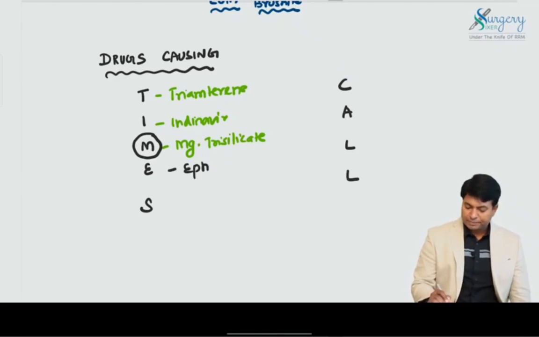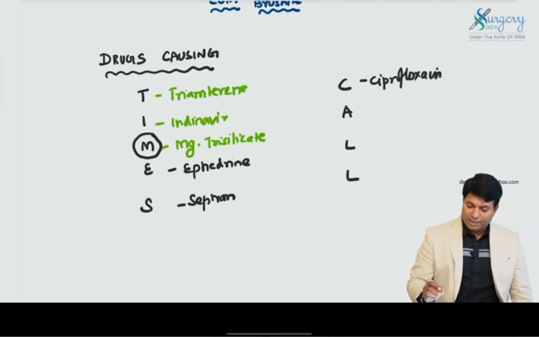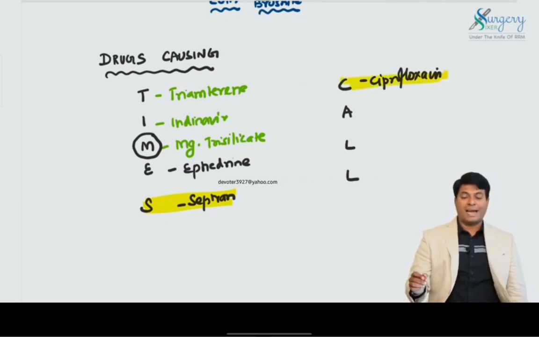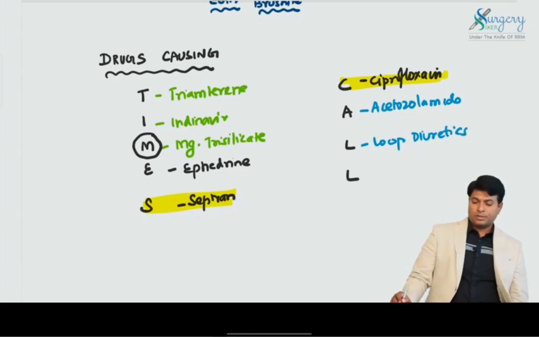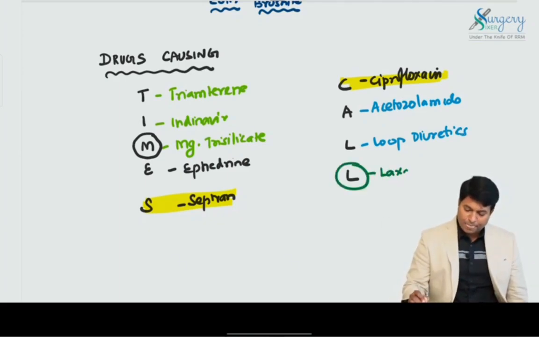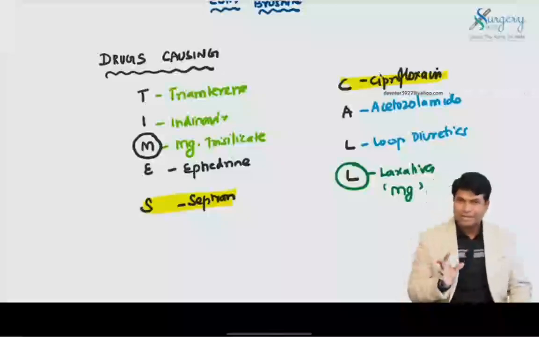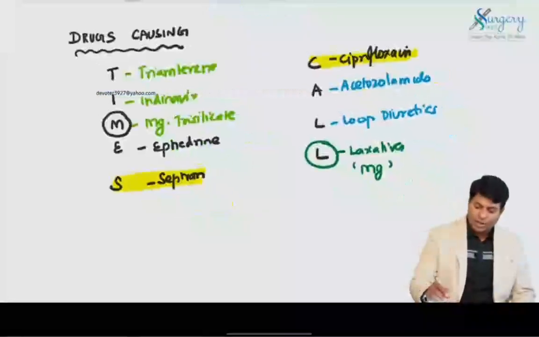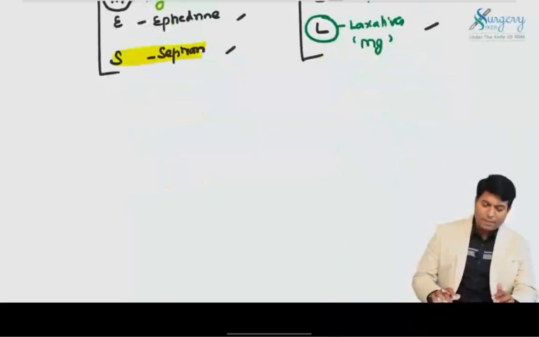And ephedrine can cause renal stones. Septran, a simple antibiotic, and ciprofloxacin are the 2 antibiotics causing stones, so please remember them. Also acetazolamide and loop diuretics can cause stones. And L, again asked in the exam, is laxatives. Magnesium-containing laxatives can cause stones. So please remember magnesium-containing substances like antacids or laxatives can cause stones. Remember the mnemonic TIMES CALL: triamterene, indinavir, magnesium trisilicate, ephedrine, Septran, ciprofloxacin, acetazolamide, loop diuretics and laxatives are the drugs which will cause this type of stones.